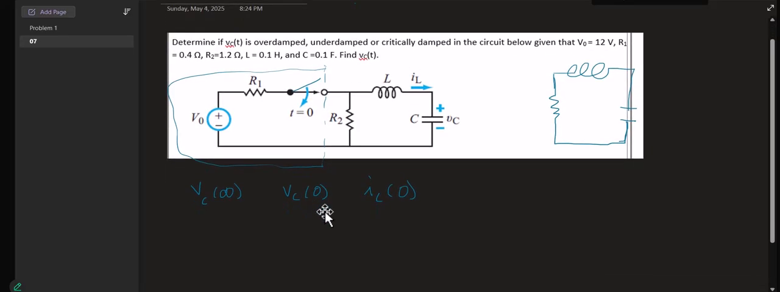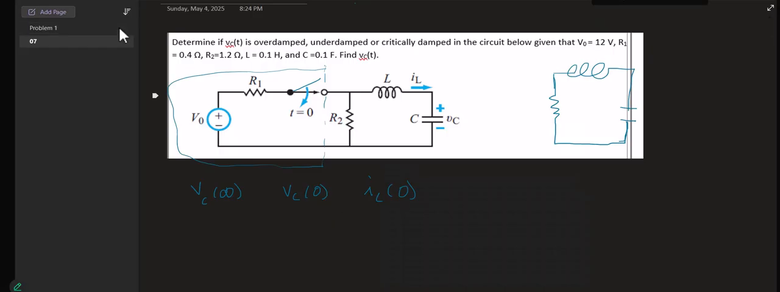We can do that first, or we can figure out if we have overdamped, underdamped, or critically damped first. I think let's do the critically damped or overdamped or underdamped first. So it's series, so alpha is R over 2L. So alpha equals R over 2L. Now, which R do we use? We use the R that's going to be the resistance in the circuit at the time that we are actually finding it. So that's after t equals 0. In this circuit, that would be R2. So R2 is 1.2 ohms.